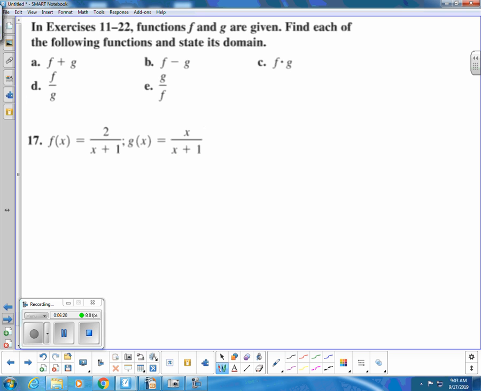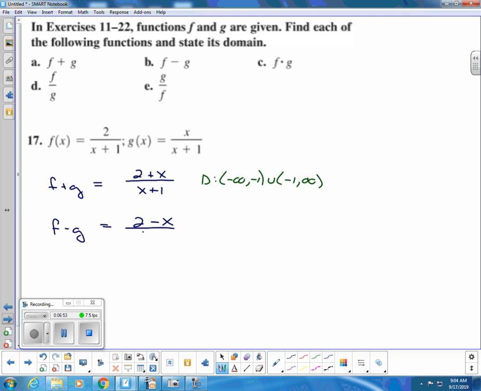You need to be able to add, subtract, multiply, divide functions. You're going to have to do 2 of those. We're going to do all of them with this example. So F plus G, this already has common denominators. So you can just add the numerators. They want you to be able to figure out the domain for each of these. So the domain here is x cannot equal negative 1. If I were to subtract these, pretty much the same thing, but now we're just subtracting the numerators. The domain would be the same.